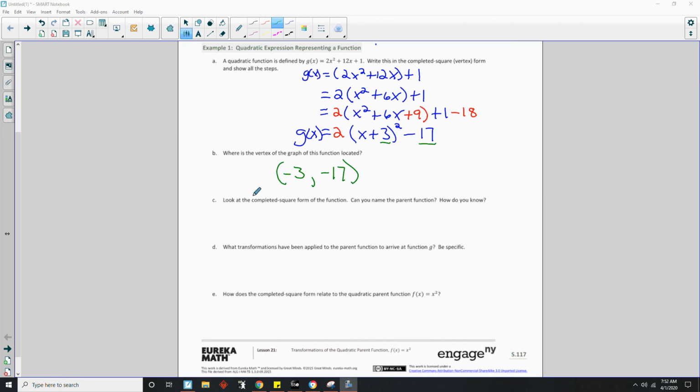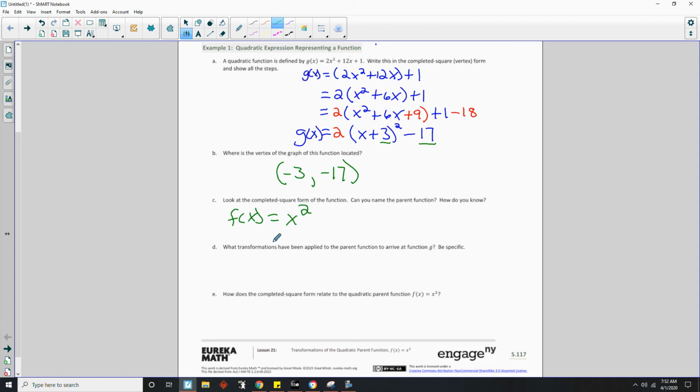Okay, part C says to look at the completed square form of the function, can you name the parent function, and how do you know? Well, the parent function would be f of x equals x squared. And the how do you know part is, well, it is an x squared, so that's an ax squared plus bx plus c. That is a quadratic function, and the parent function of a quadratic is its simplest form where a is 1, b is 0, and c is 0. So the parent function of the quadratic is just simply x squared going through the origin.